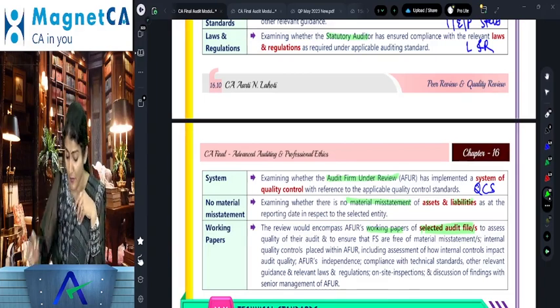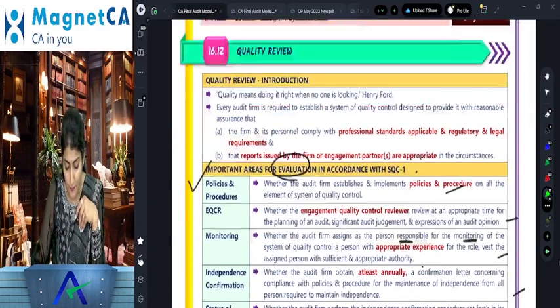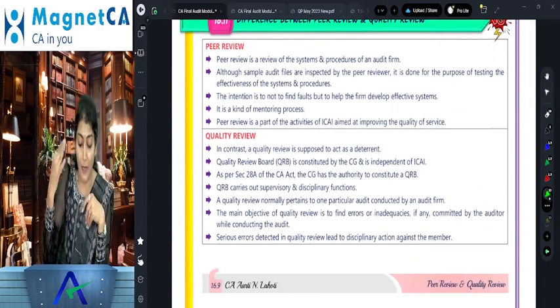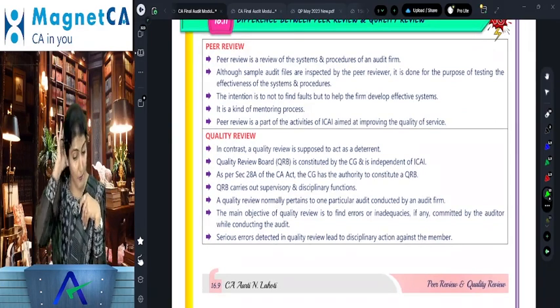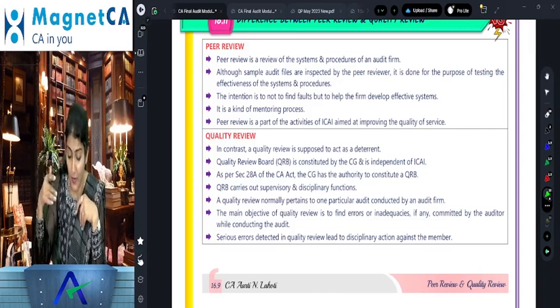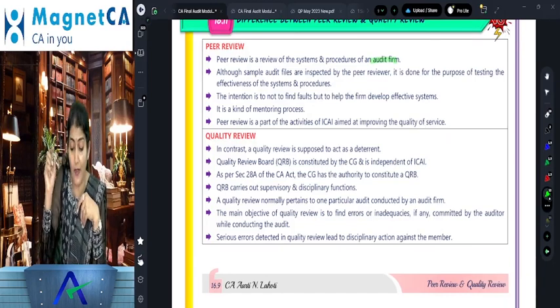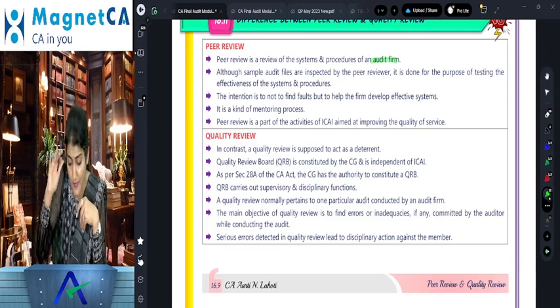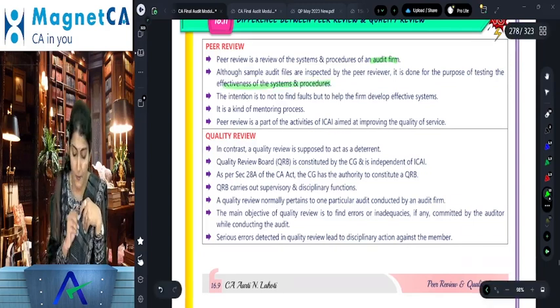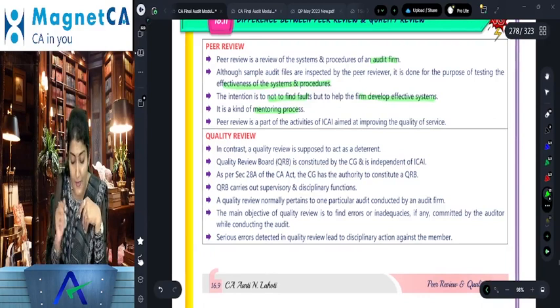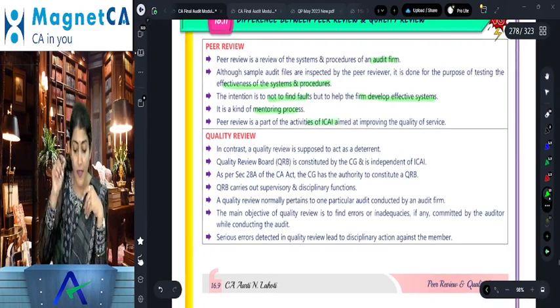Okay, right, let us also see the question: what is the difference between the peer review and the quality review? You can't write it point by point, so you write it para by para. Right, yes, page number 16.9, last line, last para over there. What is peer review? It is a review of the systems and procedures of the audit firm. Right, although sample audit files are inspected by the reviewer, it is done for testing the effectiveness of the systems and procedures. Its intention is not to find out the faults, but to develop the effective system. It is a kind of a mentoring process and it is a part of activities of the ICAI.